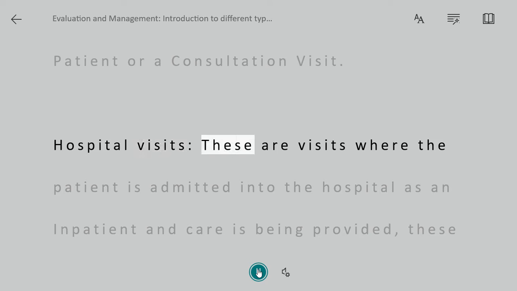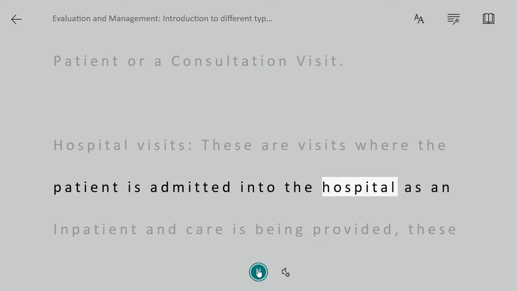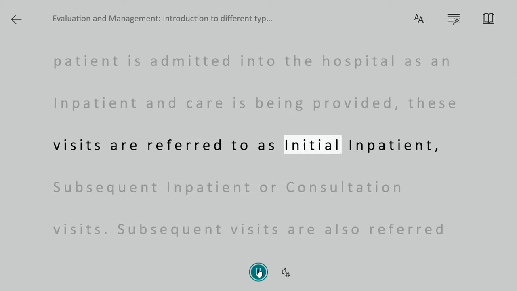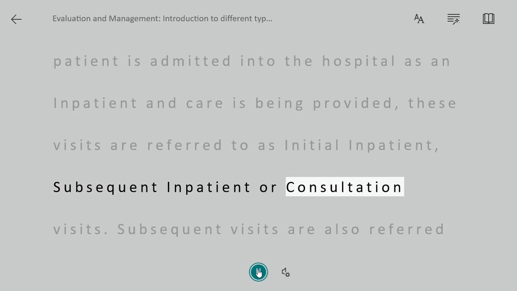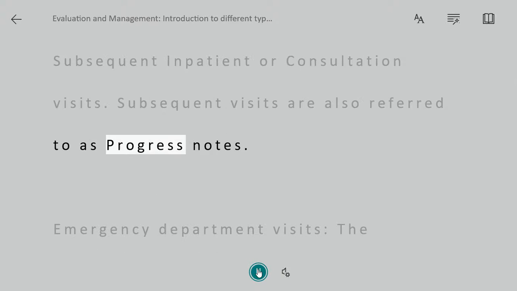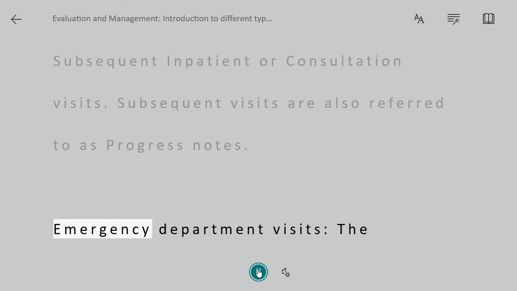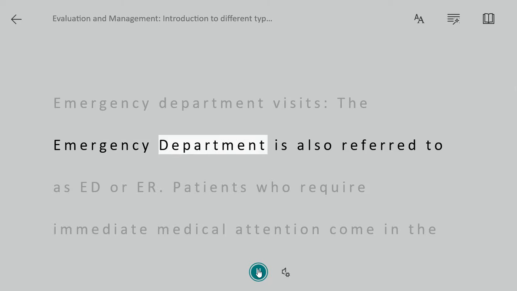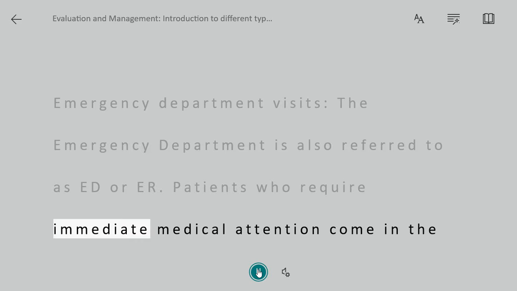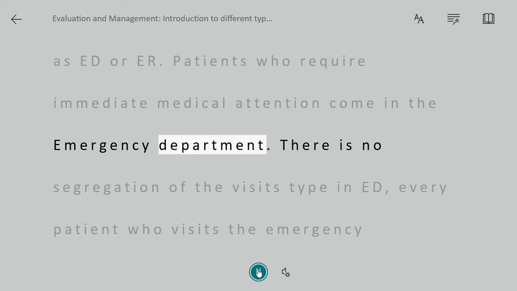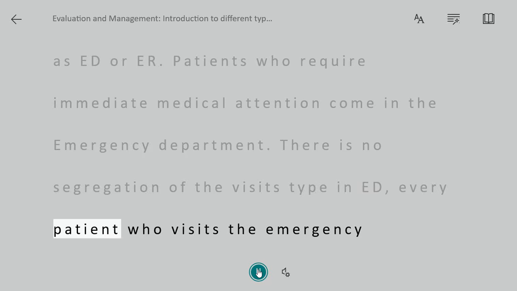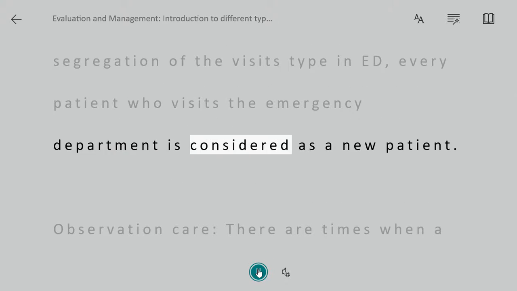Hospital visits. These are visits where the patient is admitted into the hospital as an inpatient and care is being provided. These visits are referred to as initial inpatient, subsequent inpatient or consultation visits. Subsequent visits are also referred to as progress notes. Emergency department visits. The emergency department is also referred to as ED or ER. Patients who require immediate medical attention come in the emergency department. There is no segregation of the visit types in ED. Every patient who visits the emergency department is considered a new patient.